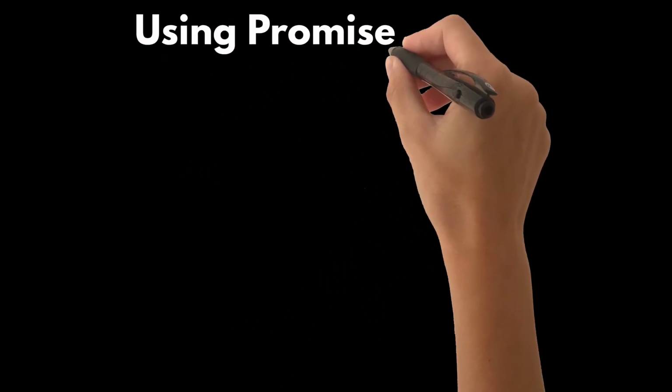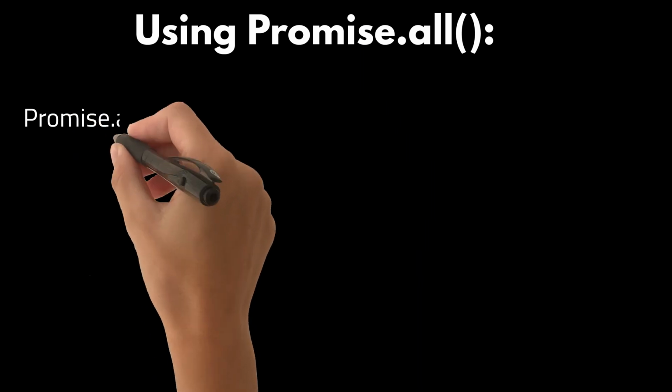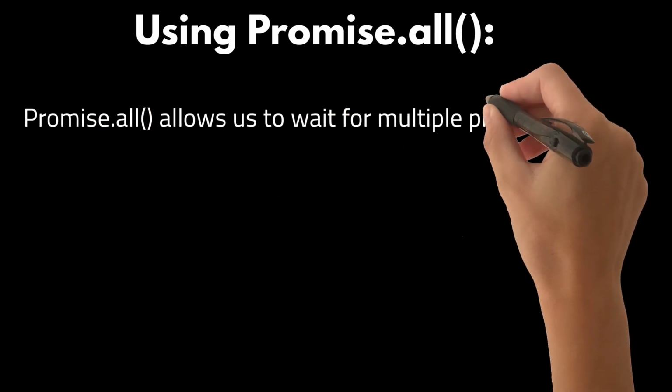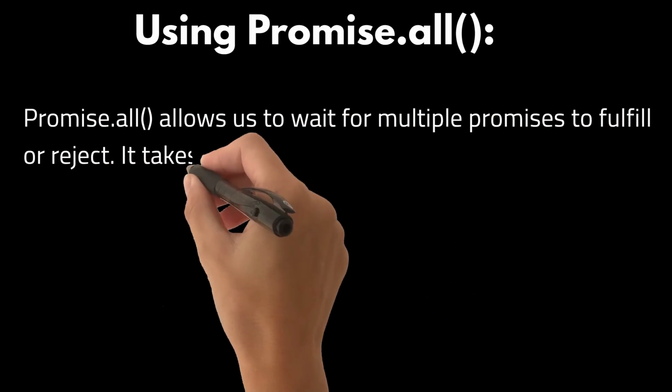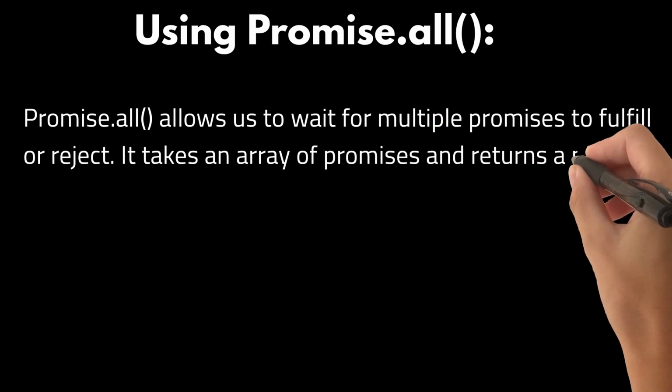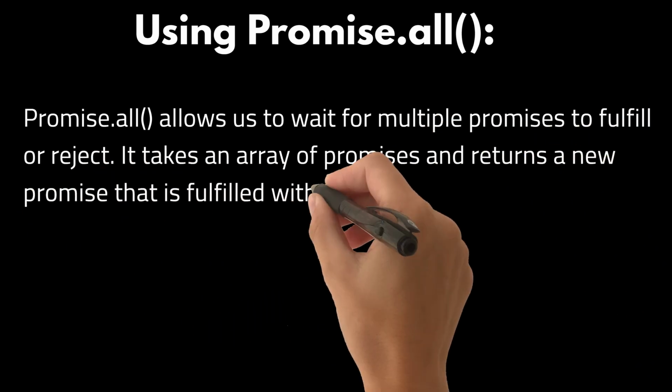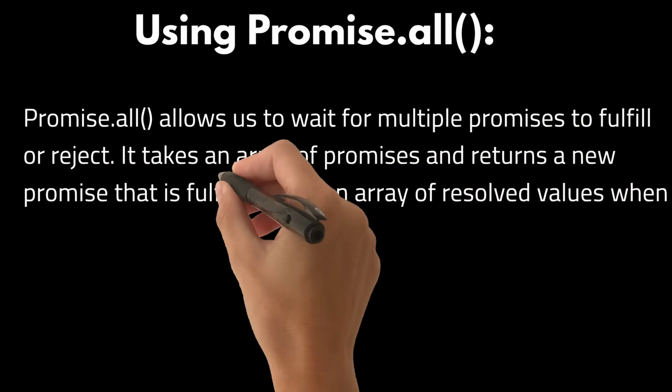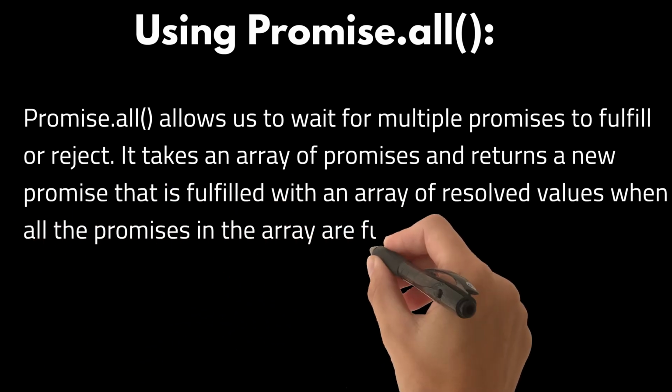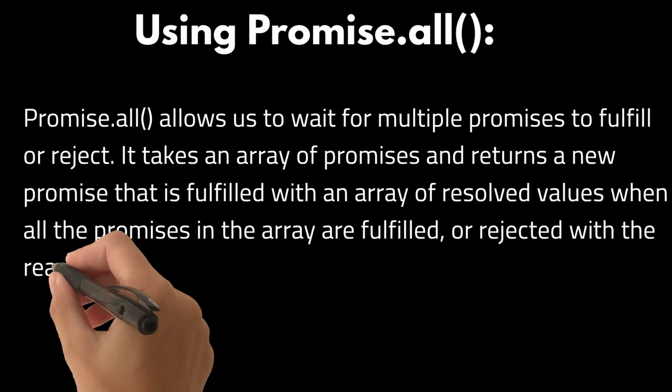Using Promise.all. Promise.all allows us to wait for multiple promises to fulfill or reject. It takes an array of promises and returns a new promise that is fulfilled with an array of resolved values when all the promises in the array are fulfilled, or rejected with the reason of the first rejected promise.